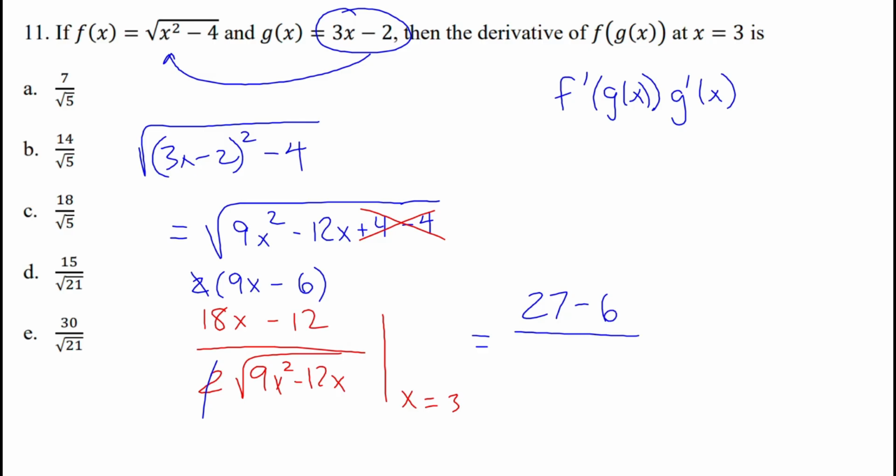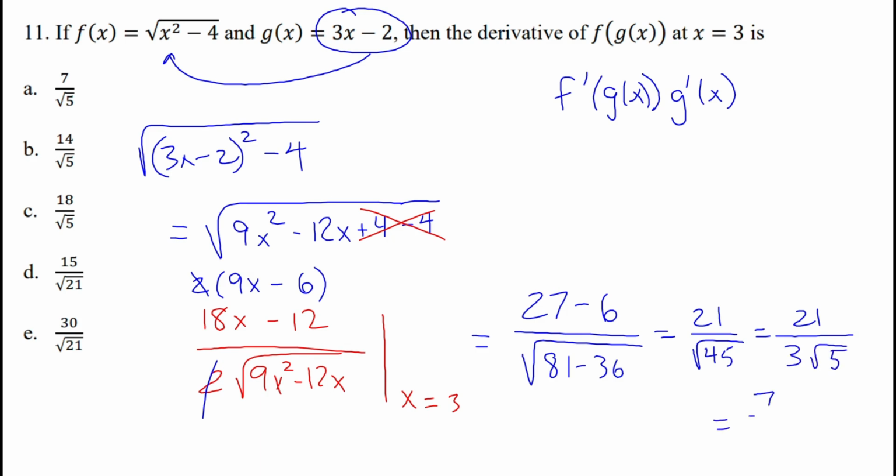So we have 27 minus 6 over the square root of 9 times 3 squared. And 3 squared is 9. So 9 times 9 is 81. And then minus 12 times 3, so minus 36. So we've got 21 over root 45. Well, root 45, we should be able to break that down. So this is now 21 over root 45 is root 9 times root 5, so 3 root 5. 21 over 3 is 7, so we have 7 over root 5, which is answer choice A.